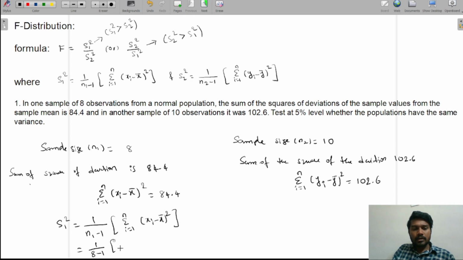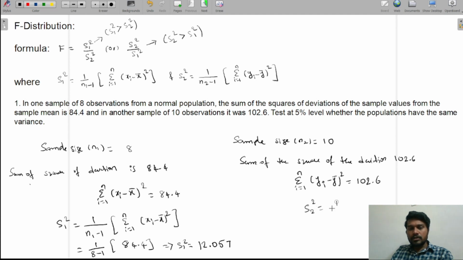1 by n1 minus 1 of summation i equal to 1 to n, xi minus x bar whole square value. What is given in the question? 84.4, right? So 84.4. Then the required solution is s1 square equal to 12.057.